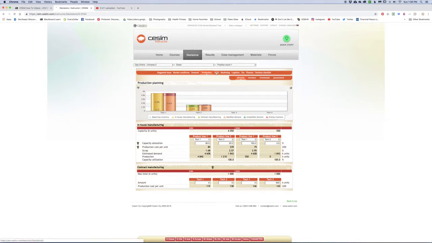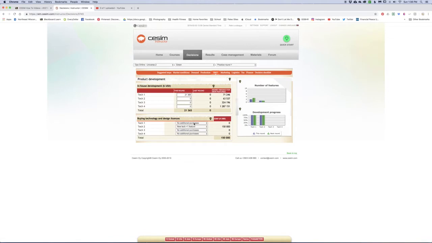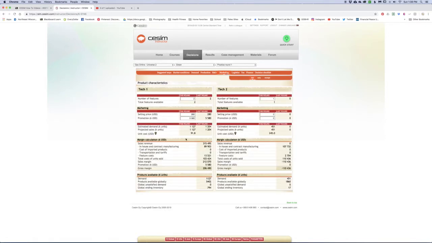Now next round, I will be able to also increase my features available, and the only place that I need to do that is on marketing, which is where we're going to go next. So on this marketing tab, next round, when I increase my feature available to 3, I'm going to need to make this change, okay? But right now, Tech 1 and Tech 2 are both listed because I have them there. There's also a unit cost in there.